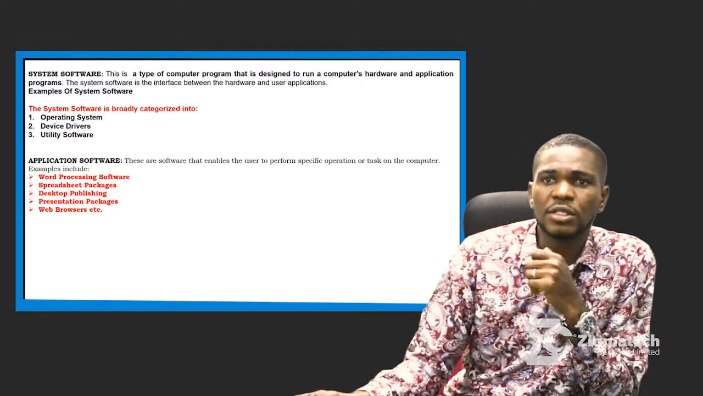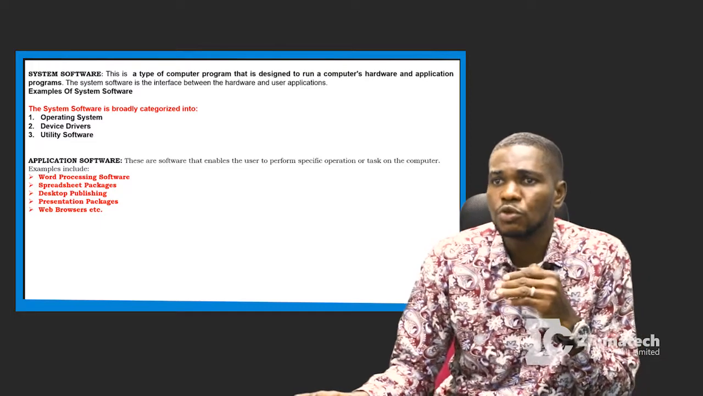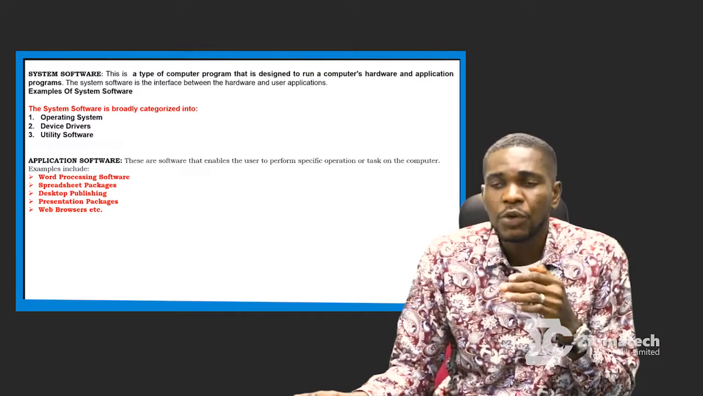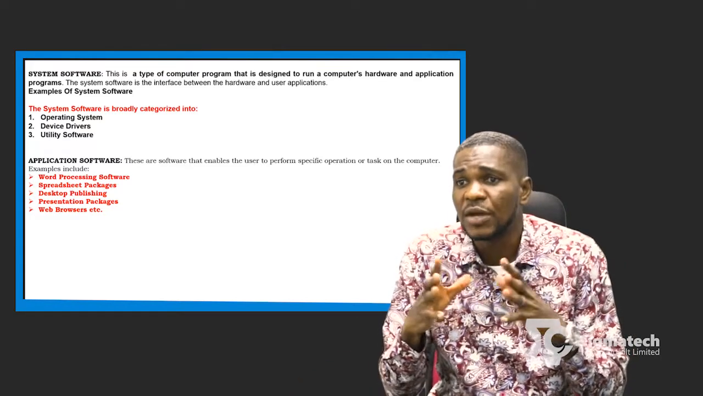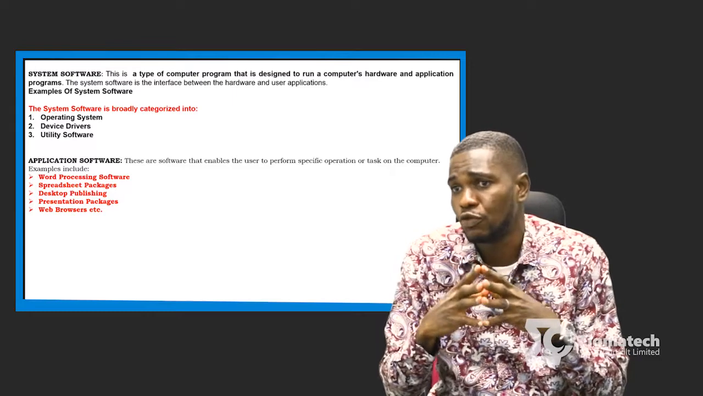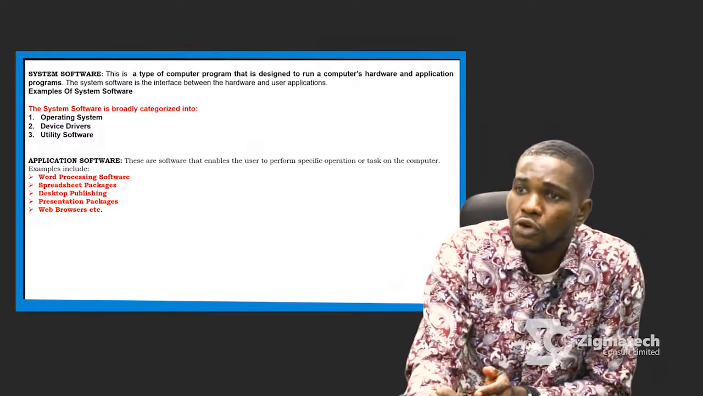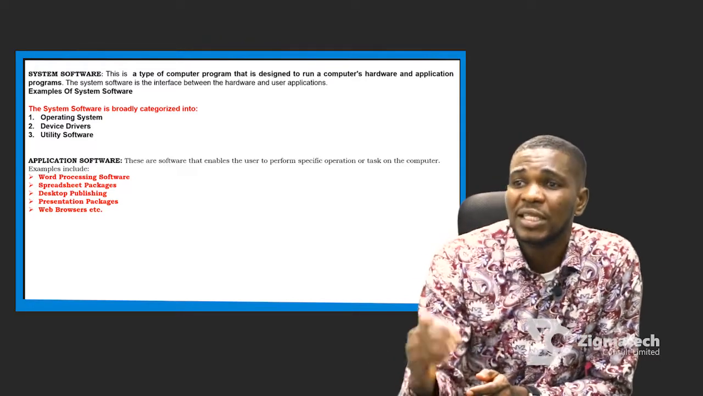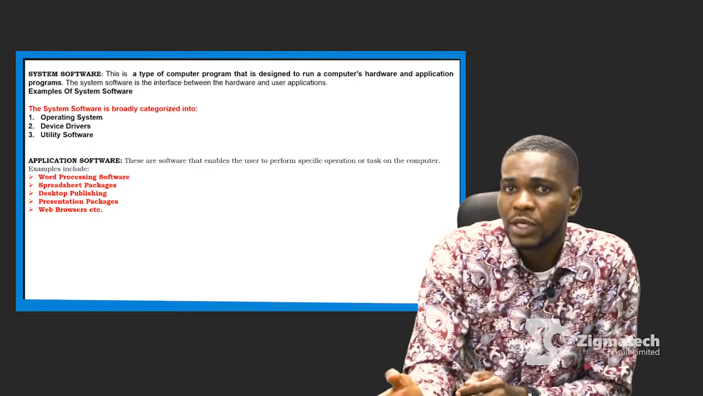First, let's look at the system software. This is the type of computer program that is designed to run a computer's hardware and application programs. We call them system software because they are embodied inside the system. They are integral parts of your computer. They come with the system, and they are programs that you cannot easily do away with because they are supposed to run your computer hardware and your application programs.